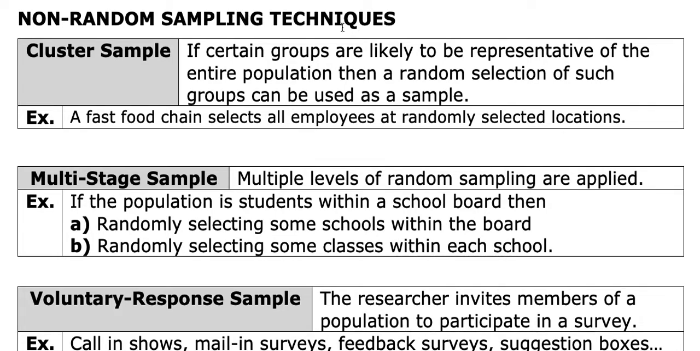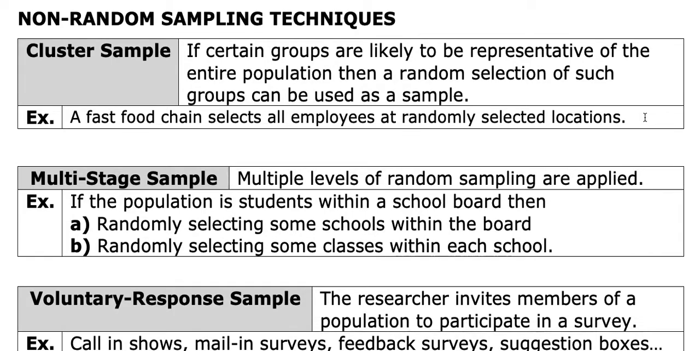Some non-random sampling techniques. Cluster sampling. If certain groups are likely to be representative of the entire population, then a random selection of such subgroups can be used as a sample. Example, a fast food chain selects all employees at randomly selected locations. So, cluster, think of it as little groups. There are, for example, McDonald's all over Canada.